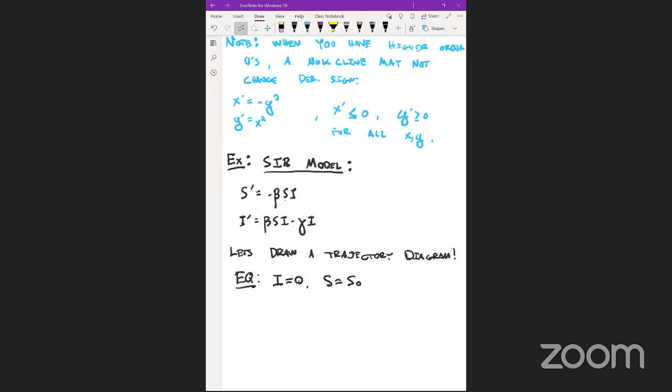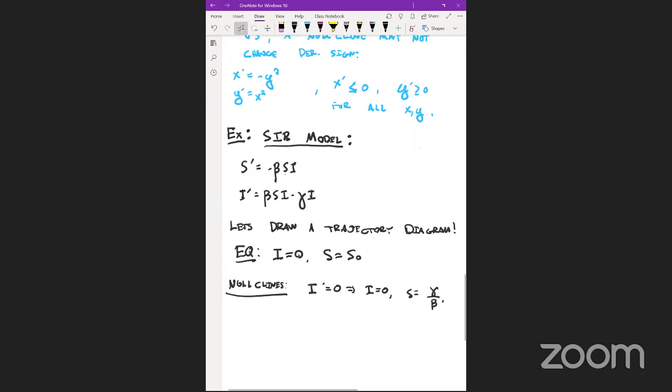The null clines. So this is a little bit more interesting. We have I prime equals 0 null clines. We've got two solutions. One is I equals 0, and the other one is S equals gamma over beta. And for S prime, we've got I equals 0 again, and we have S equals 0.